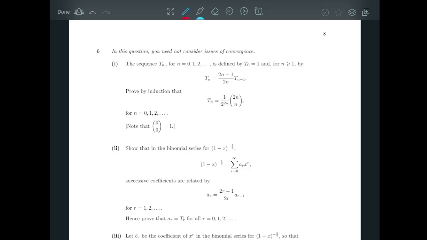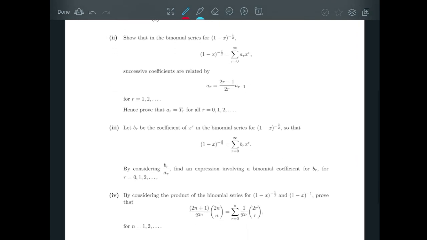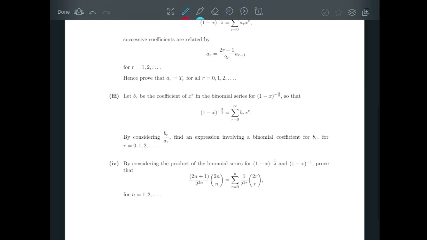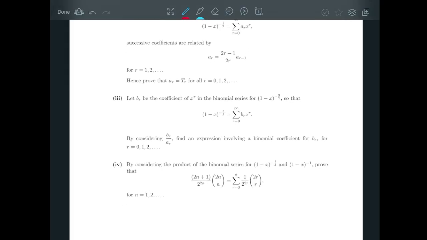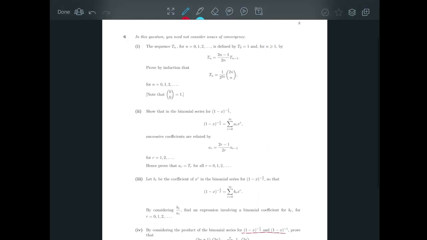Question 6. We have some sequences this time, an inductive proof. That seems fairly standard. More binomial expansion showing coefficients are related. That looks fairly nice. We're linking this together. More binomial expansion. A horrendous final part. But this seems like it'll build up, and it has given me quite an explicit hint at the end. So this feels like just follow your nose. Do what you're told to do. Should be quite a comfortable question.